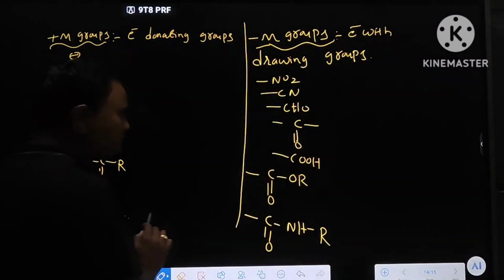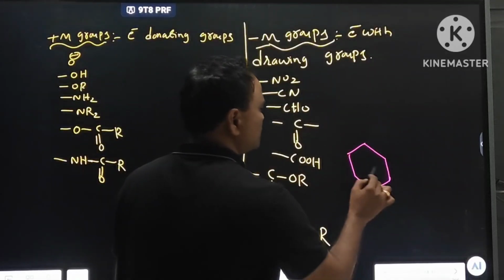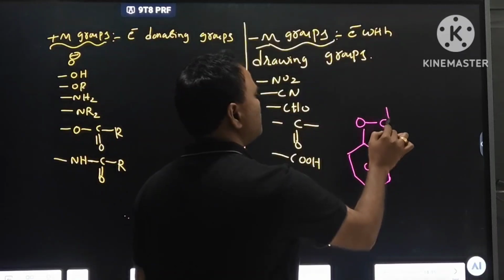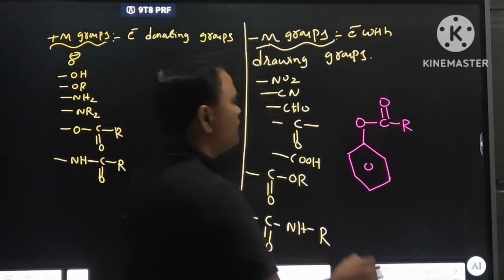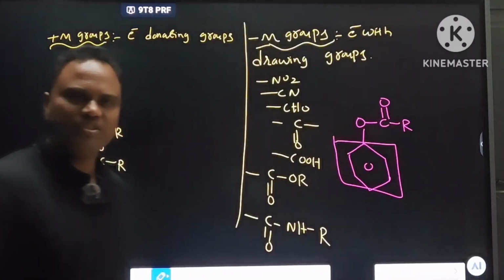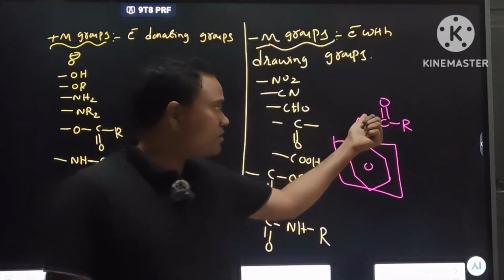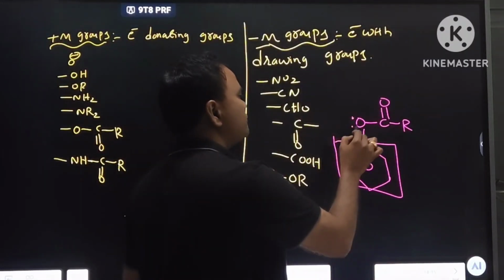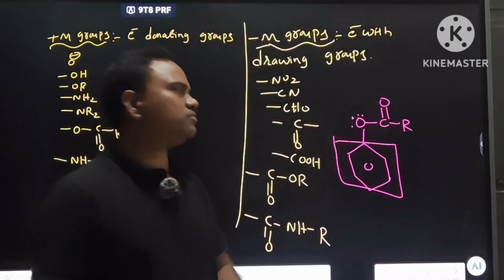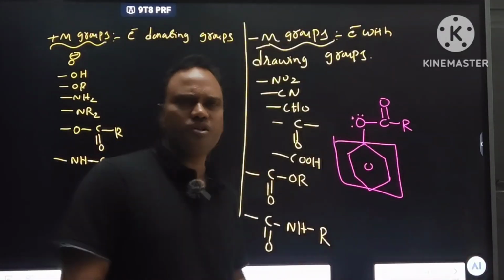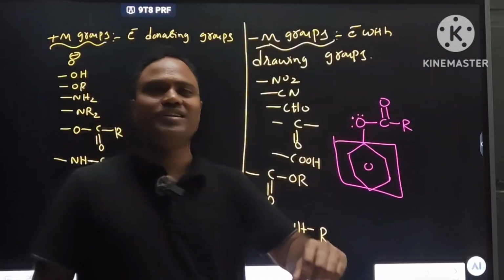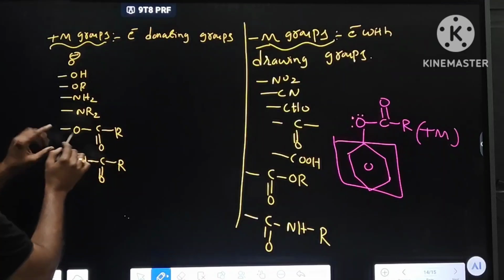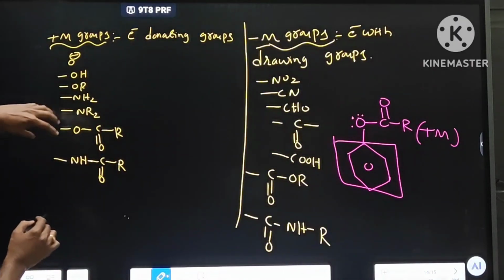Look at this example. This is benzene, right? I am writing ester on the benzene. You tell me through which atom ester is connected. This is the ester group, connected to benzene. Ester is connected to benzene through which atom? Oxygen atom. So when ester is connected to a benzene ring or any other unsaturation through oxygen, it acts as a plus M. That's why, look at this, I wrote oxygen here. Here we can write benzene or any other unsaturation.